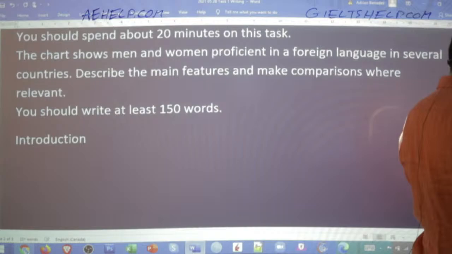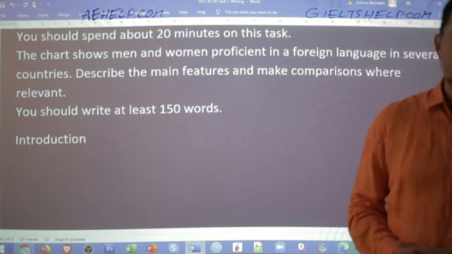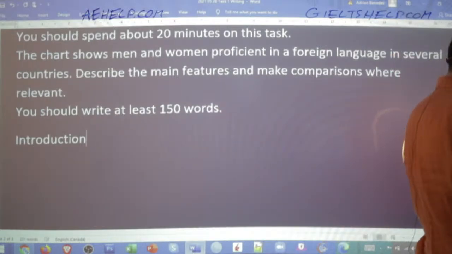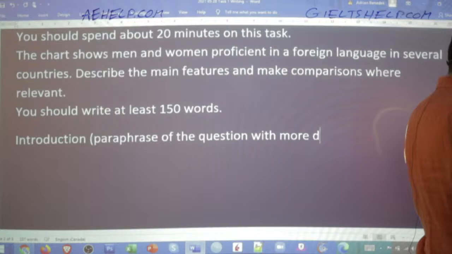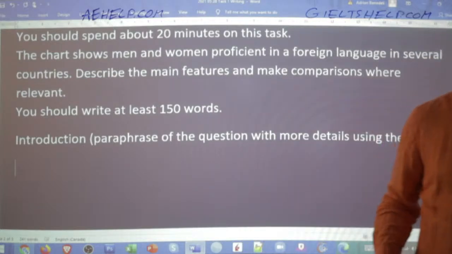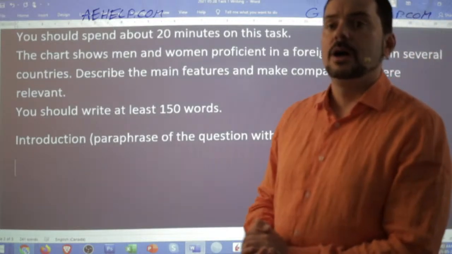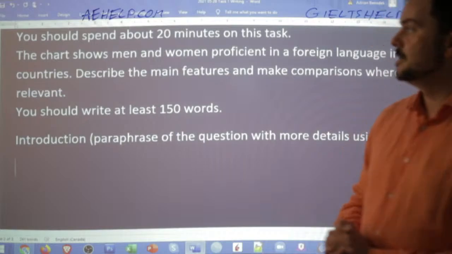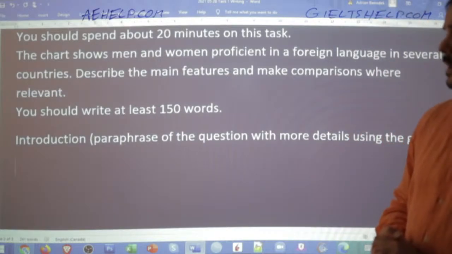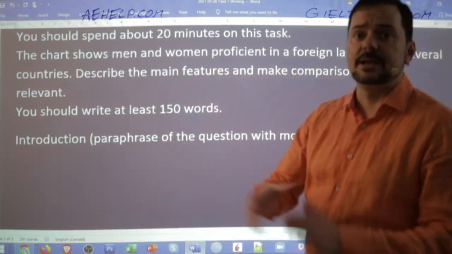Okay, and your introduction is simply a paraphrase of the question with more details using the graph. So here you can start, members. You can start with the paraphrasing. I'm going to do the same.